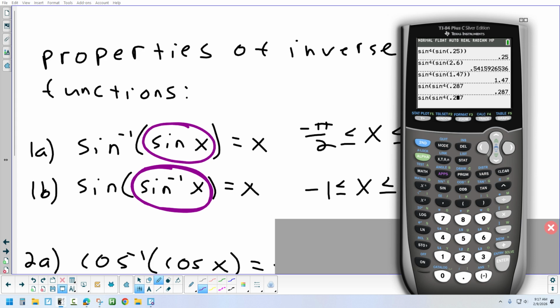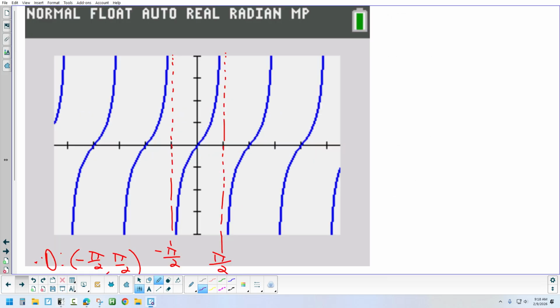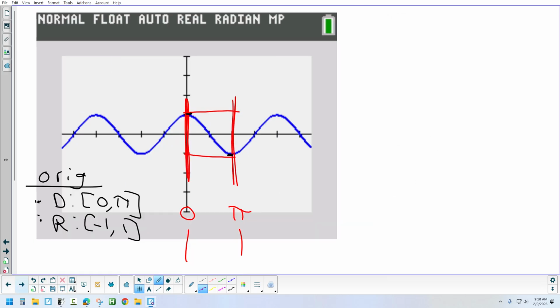Could somebody give me a number that does not work? Yeah, 2.4. And the problem with this is you're not even going to get a different answer back than you started with. You're not even going to get an answer. Okay? It just gives you an error. And that's because when you look at inverse sine, we are completely off the graph. And when you say 2.4, you're on an area that doesn't even exist.